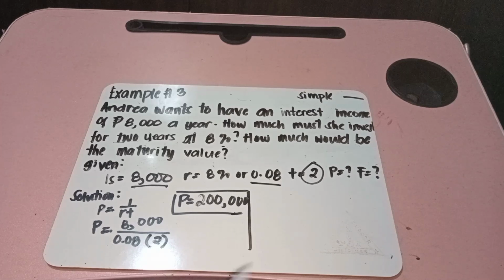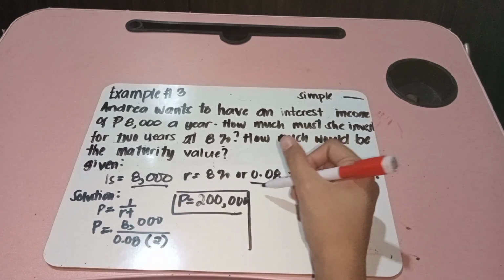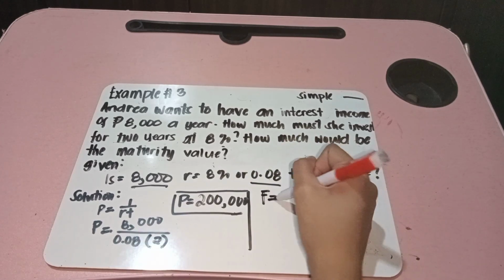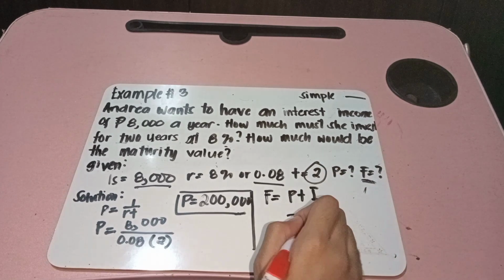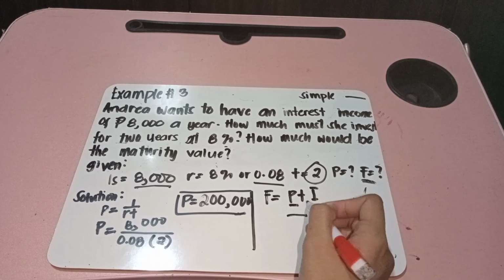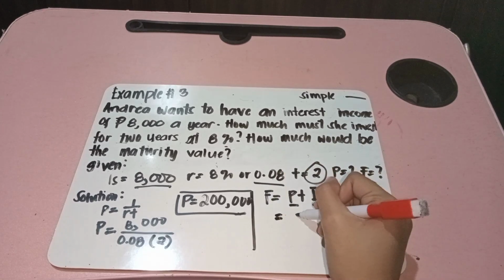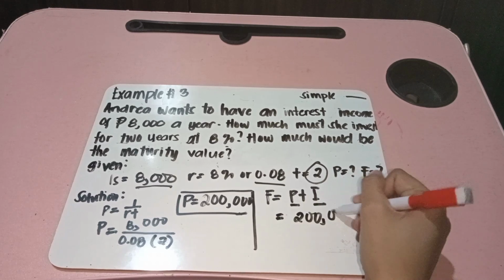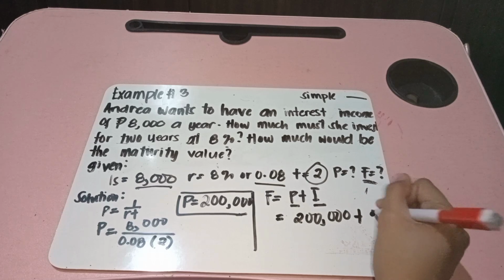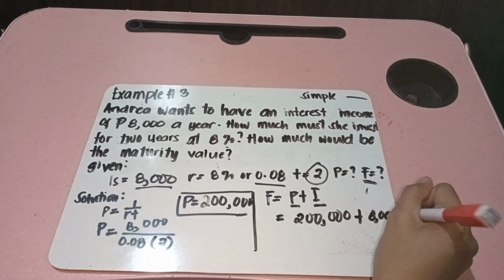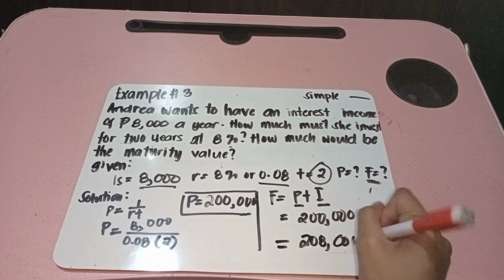So, paano natin makukuha itong maturity value? All we have to do is F is equals to P plus I. We will just add P plus I is equals to 200,000 pesos plus 8,000. So we have 208,000 pesos.